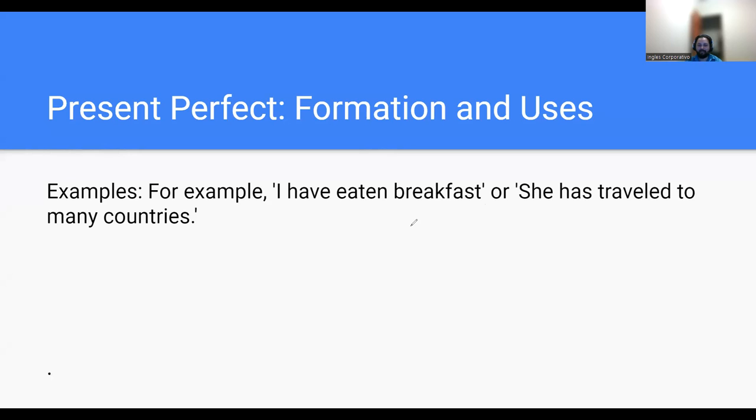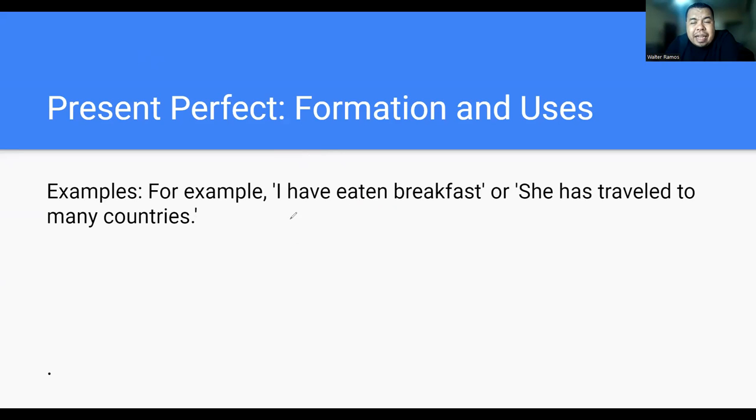Or she has traveled to many countries. We're not giving a specific time either. So I have eaten breakfast, or she has traveled to many countries. So how do we form it? What is different here from simple past, for example? What's something that we don't have in simple past? The verb in present perfect is a participle. So we have the verb right here, which will be in past participle. What else do we have different here?